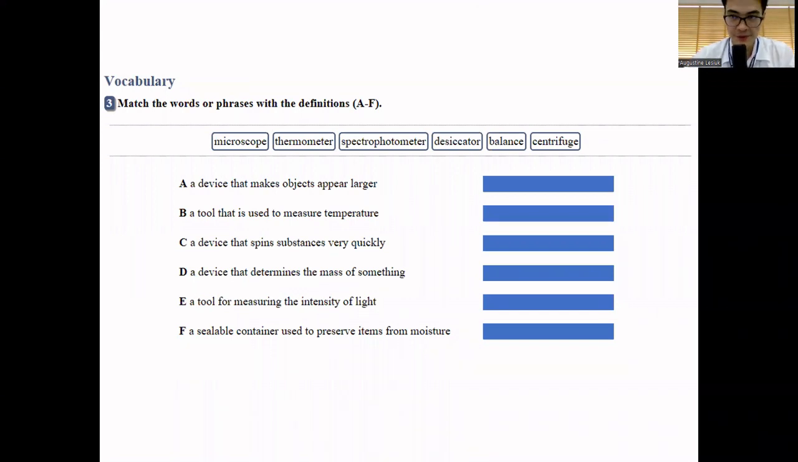For our first vocab section of this unit, I want you guys to match the following words or phrases with the following definitions, right? So we got microscope, thermometer, spectrophotometer, desiccator, balance, and centrifuge. For each of these words, I want you guys to match with the definitions over here. So pause the video, try matching them yourselves first. And once you're done, resume the video and we'll go through the answers and definitions together.